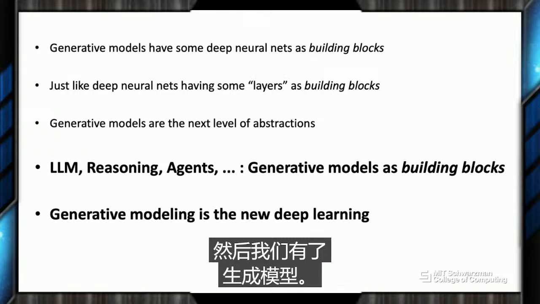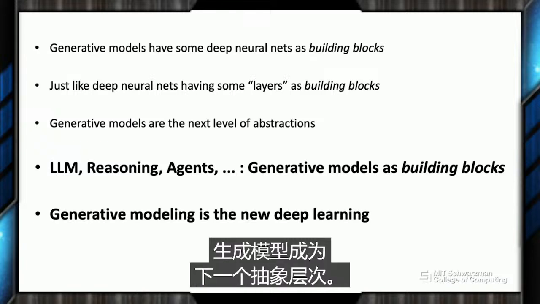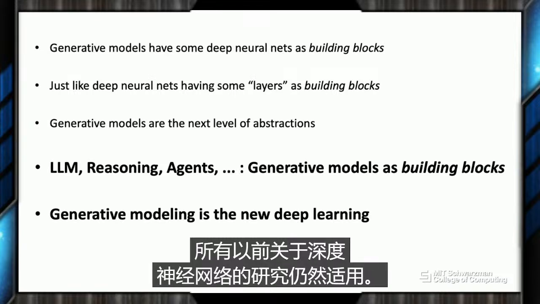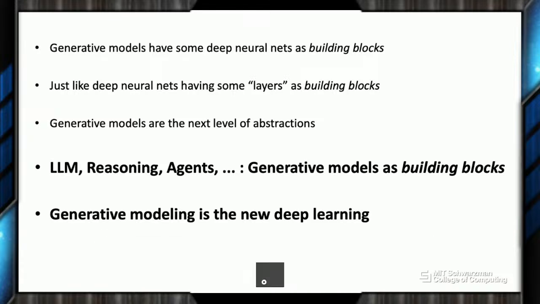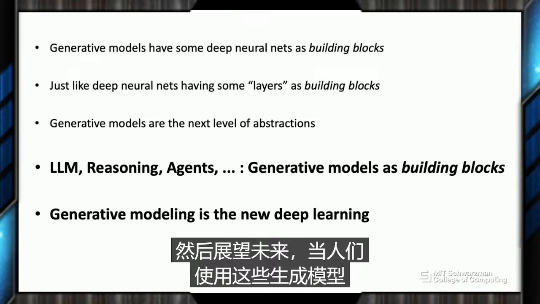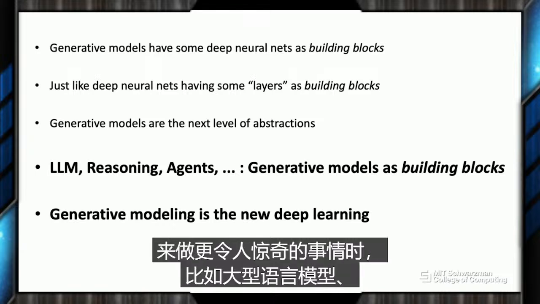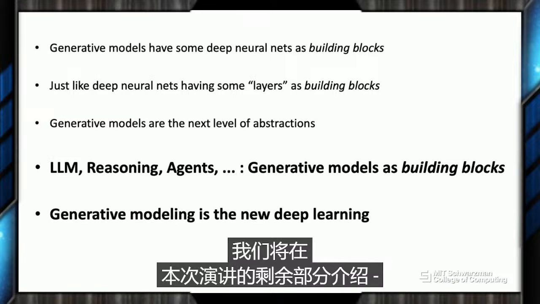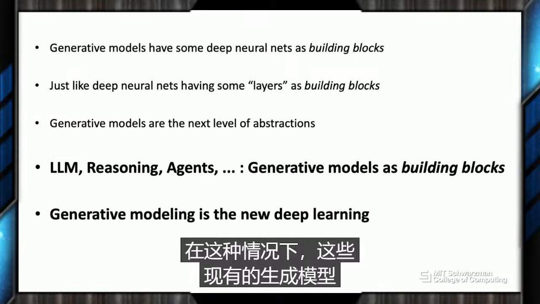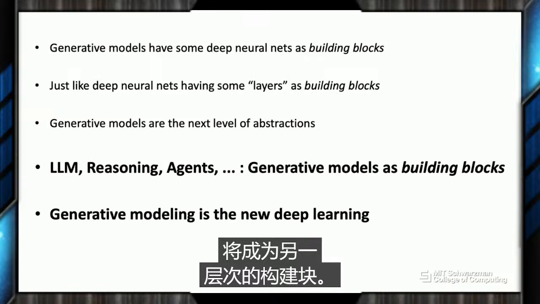And then we have generative models, and generative models become the next level of abstraction. All previous research on deep neural networks still applies, but there is a new level of research built around generative models. Then moving forward, when people use these generative models to do more amazing stuff, let's say large language models, reasoning, and agentic machine learning, which we will cover in the remaining parts of this talk, these existing generative models would become another level of building blocks.